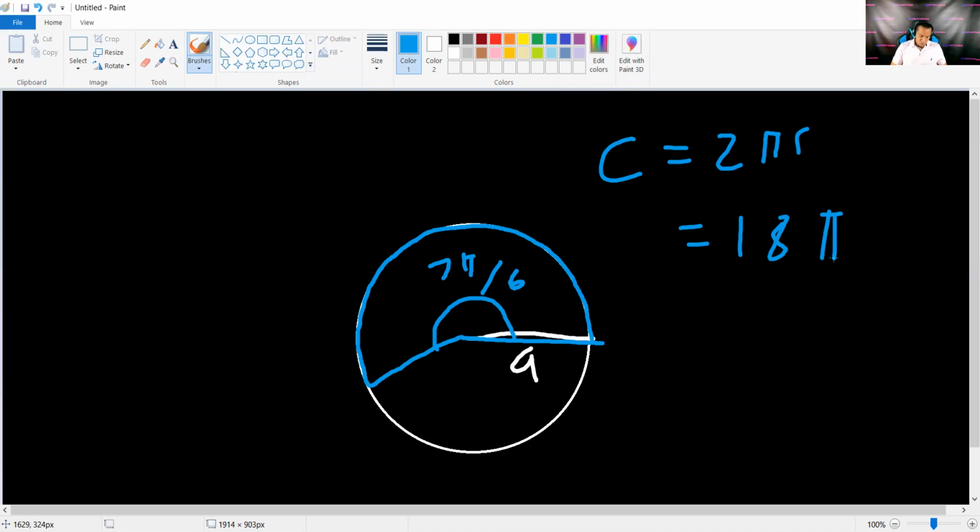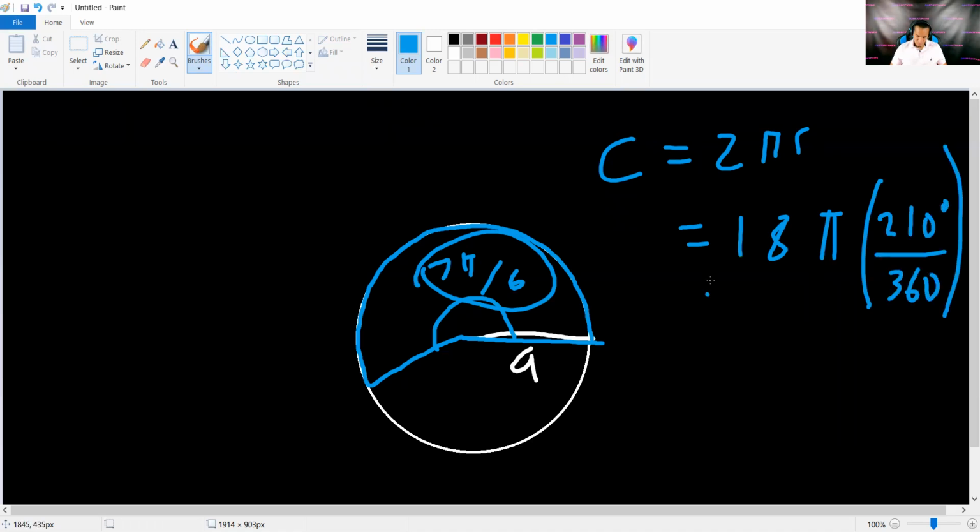I don't think you should, I think you could just, here's how I would do it, okay, on a test. You convert this to degrees and you get 210. So you get 210 over 360. You put that in a calculator and that's your answer.